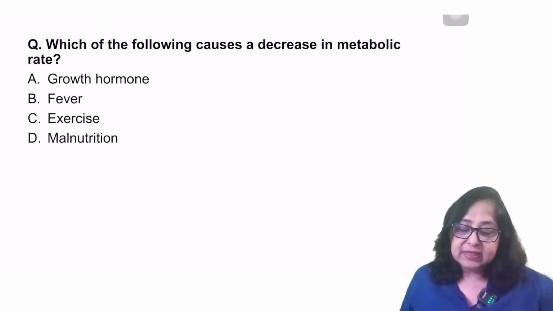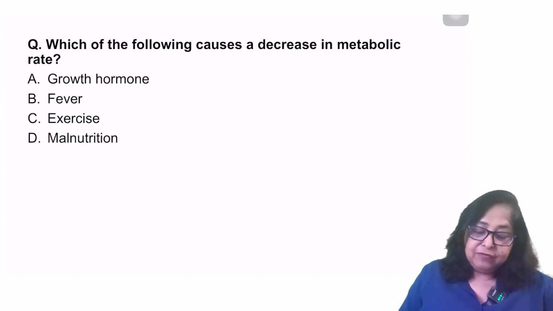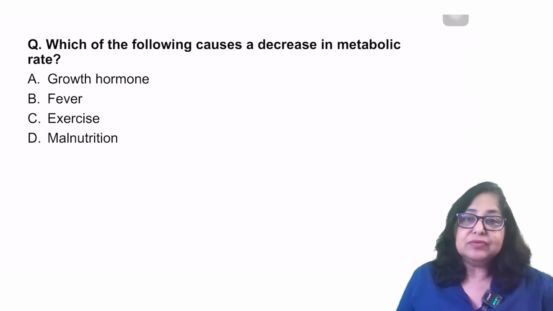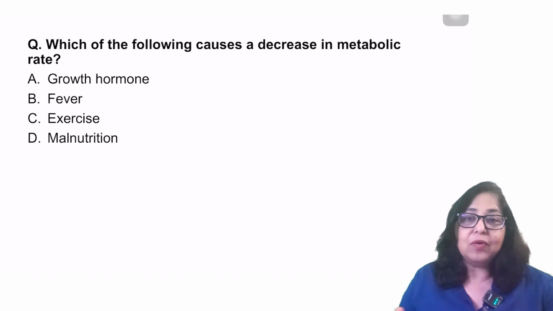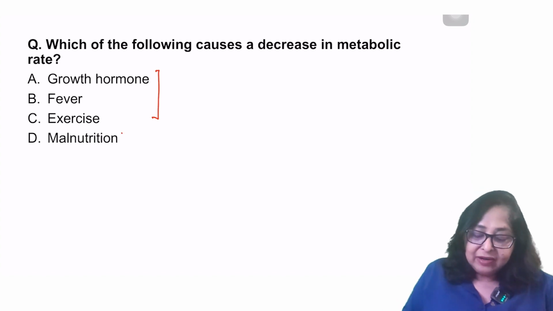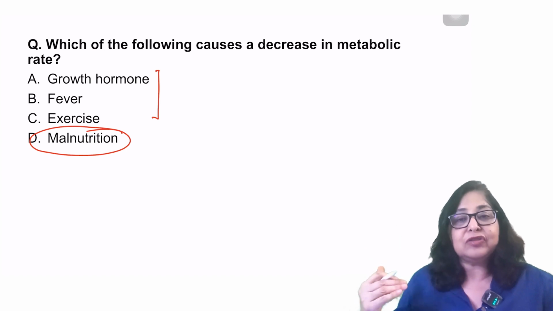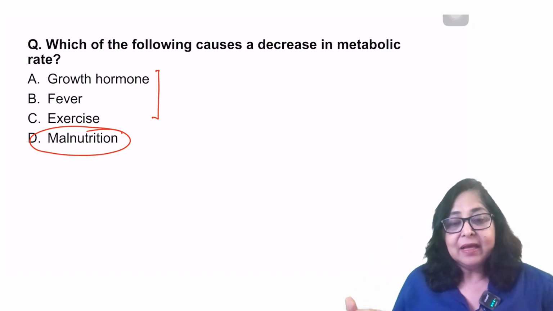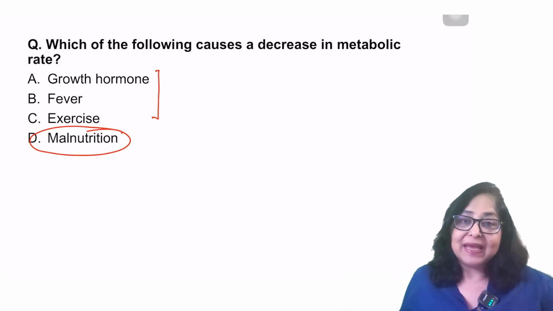Which of the following causes a decrease in the metabolic rate? Now, fever, exercise, these are definitely associated with increased metabolic rate. Growth hormone is also a catabolic hormone. There will also be an increase in metabolic rate. But malnutrition or starvation causes a decrease in the metabolic rate. Sometimes a decrease may be as much as 30%. This is produced by starvation or malnutrition.